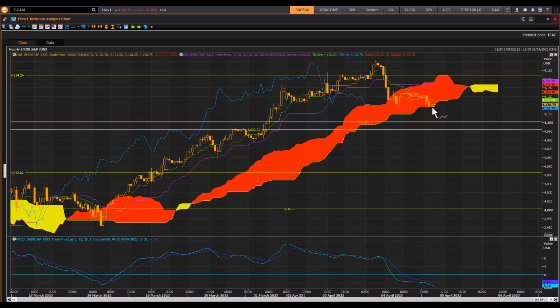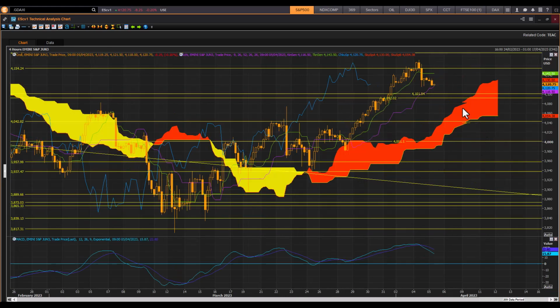If support slices through there, then we move from a bullish to a bearish hourly chart with these downside risk targets for key support zones on the S&P hourly chart. But the critical thing to watch out for on the 4-hour chart: are we going to consolidate back to 4101 and 4092 and then make another attempt to rebound from those support zones?